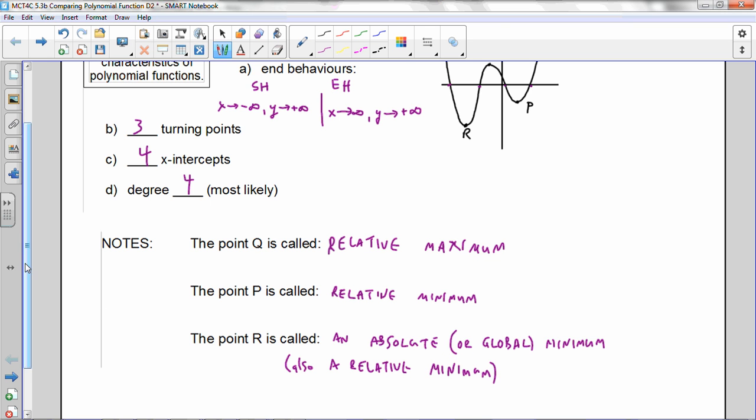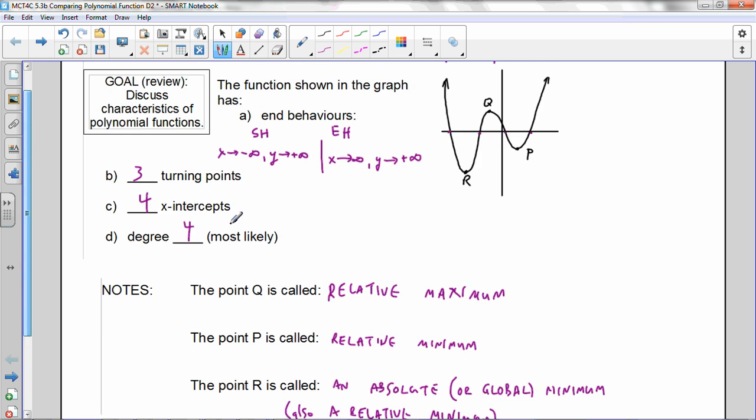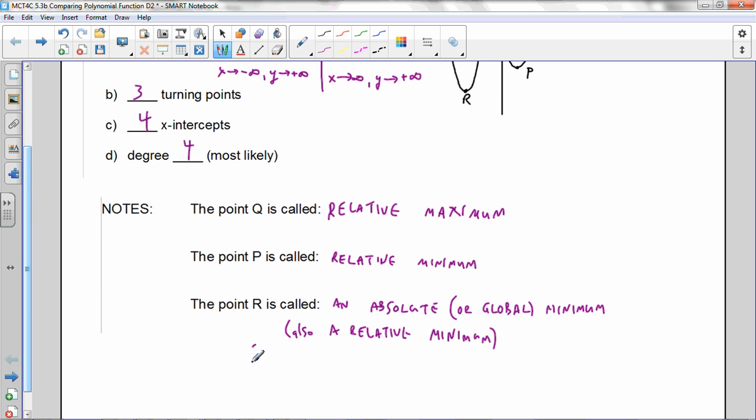Also notice, many alsos, that this function, because it keeps on going up, it doesn't have an absolute maximum. It keeps going up and keeps going up forever. There's no absolute maximum for this function.